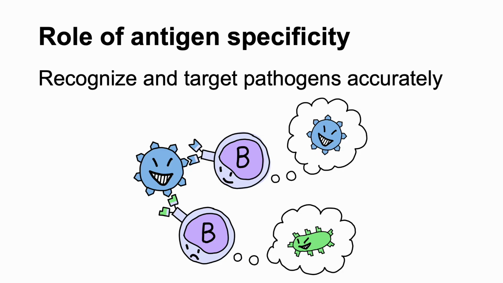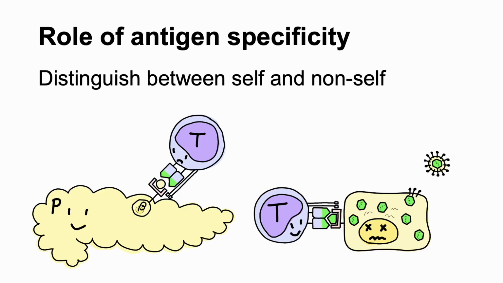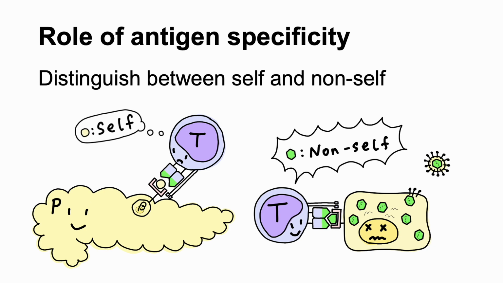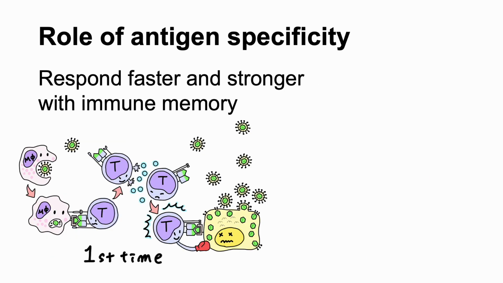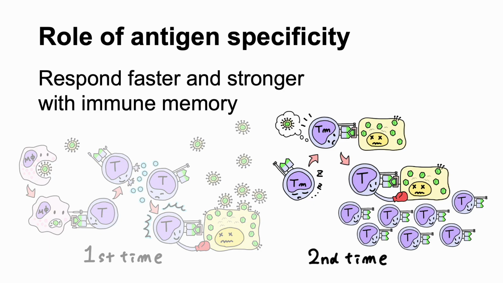Antigen specificity plays a key role in helping immune cells recognize and target pathogens accurately, providing precise defense against infections. It also helps immune cells distinguish between self and non-self, so they attack only foreign substances. And it enables immune memory, allowing the body to respond faster and stronger when the same antigen invades again.